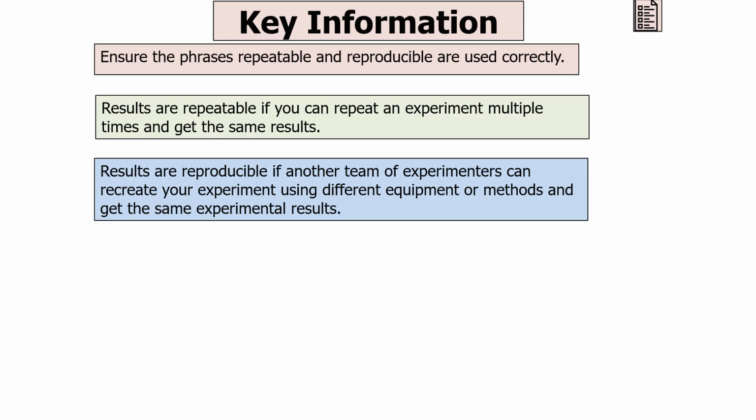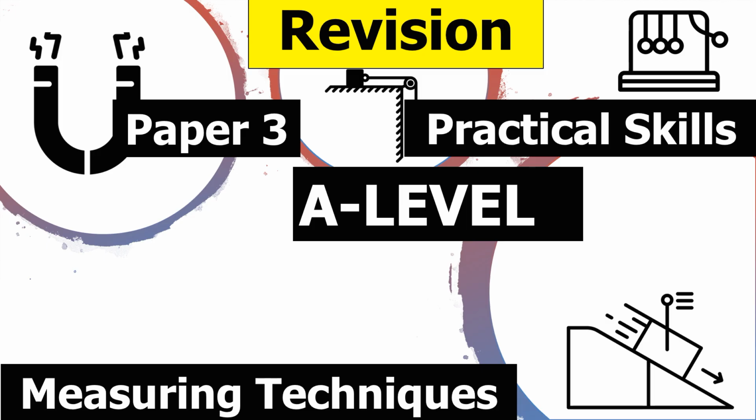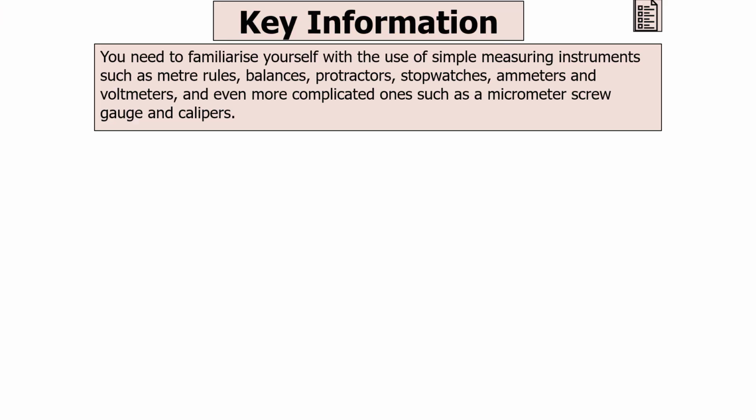But results are repeatable if another team of experimenters can recreate your experiment using different equipment or methods and get the same experimental results. So let's now have a look at the idea of measurement techniques. Now you need to familiarize yourself with the use of simple measuring instruments such as meter rules, balances, protractors, stopwatches, ammeters and voltmeters, and even more complicated ones such as micrometer screw gauges and calipers.